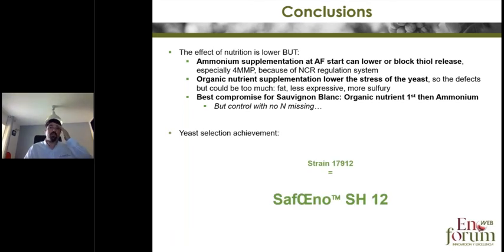So at the end, to conclude, we had the impact of the yeast on Sauvignon Blanc. We saw that the selection of the yeast is drastic, but after the selection of the yeast, you can apply some different conditions of fermentation. First, the temperature, secondly, the nutrition to overexpress the potential of the thiol profile of the Sauvignon Blanc. So this strain is now available on the market. So the 17-9-12 is now the SAF-NO SH12 on the market.